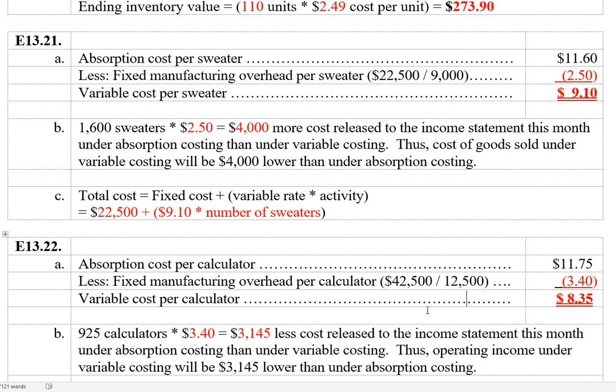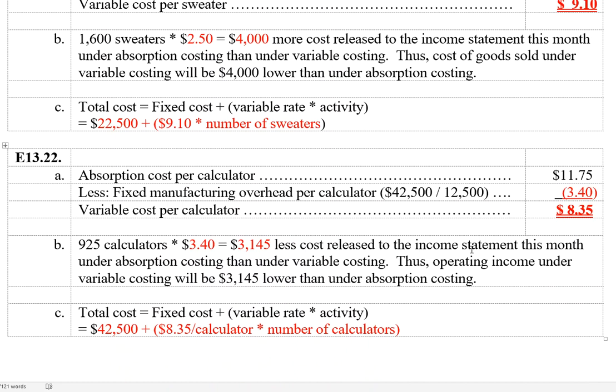And then we'll give you one more of those problems. We'll take a look again here, and we're calculating the fixed cost out of there the same way, because they give us this 42,500, and we're dividing it out, and we're getting a variable cost per calculator, which means there's about $3,145 more that's going to go to the cost of goods sold under absorption costing than if you use just variable costing.